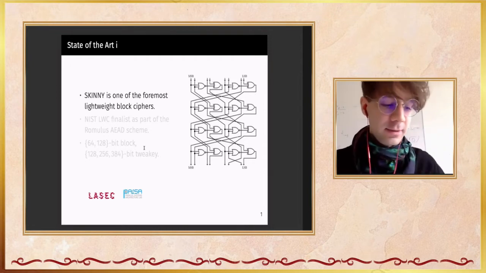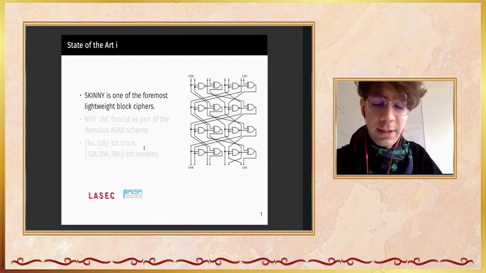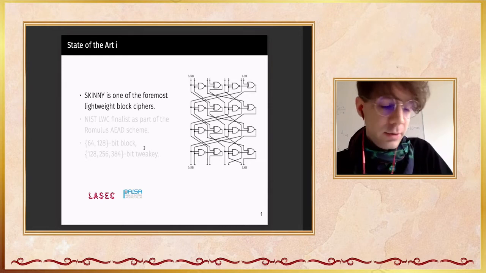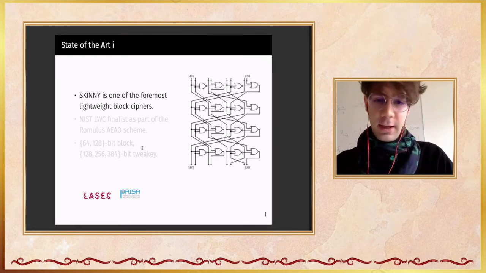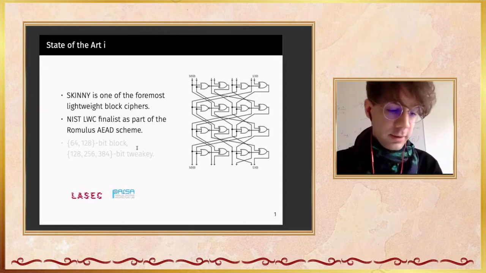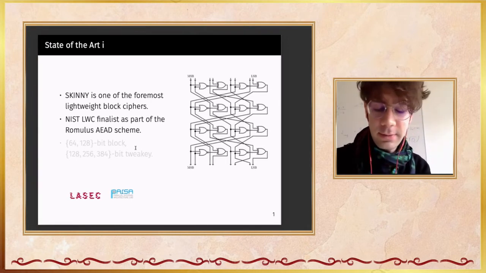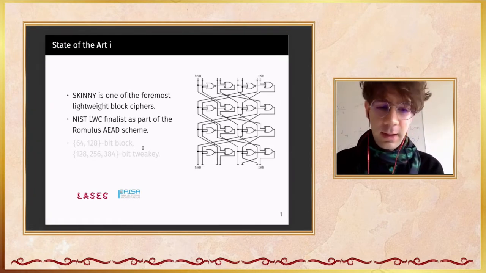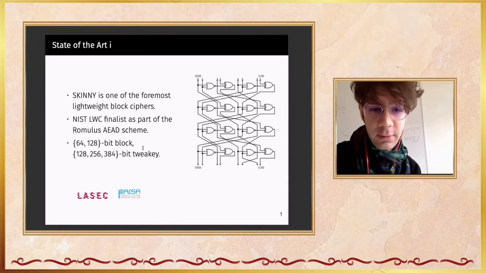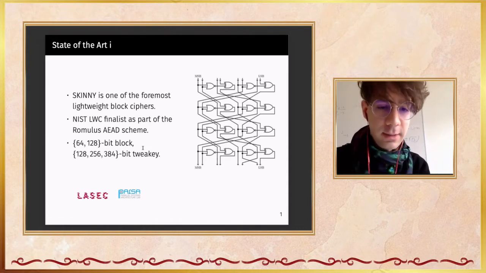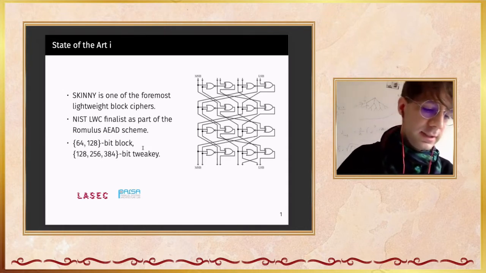So the Skinny construction is one of the foremost lightweight block ciphers. It is in the same rank as PRESENT or GIFT. It's still a contender for the NIST LWC crown as part of the Romulus AEAD scheme, and it processes 64 or 128-bit blocks with a tweakey size of 128, 256, or 384.